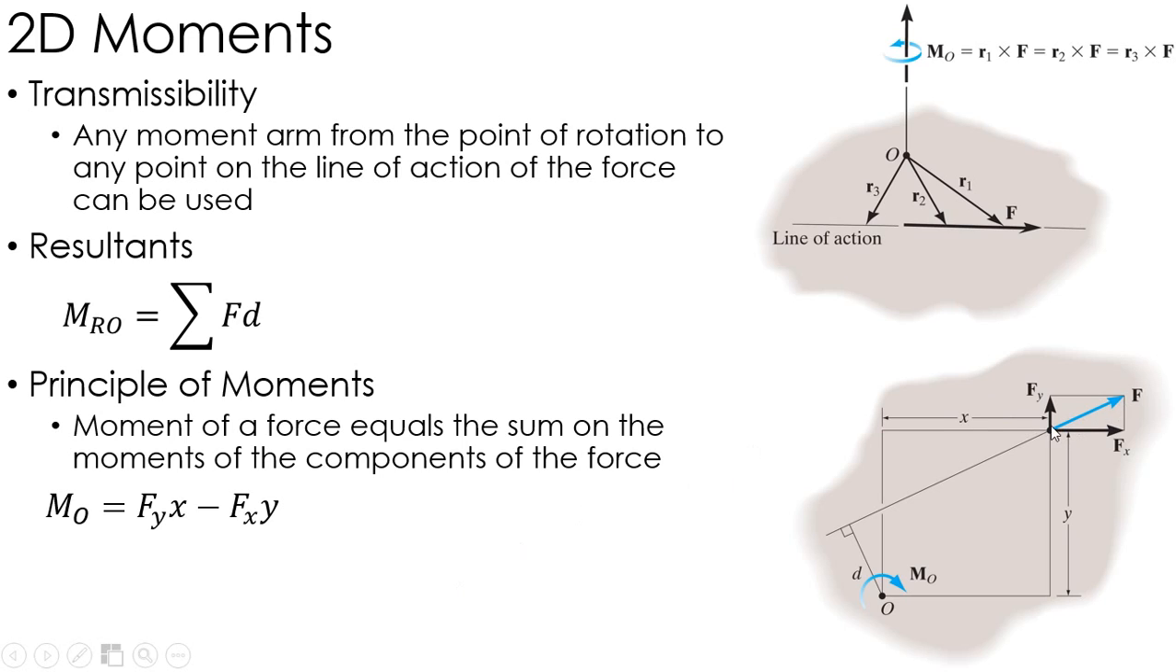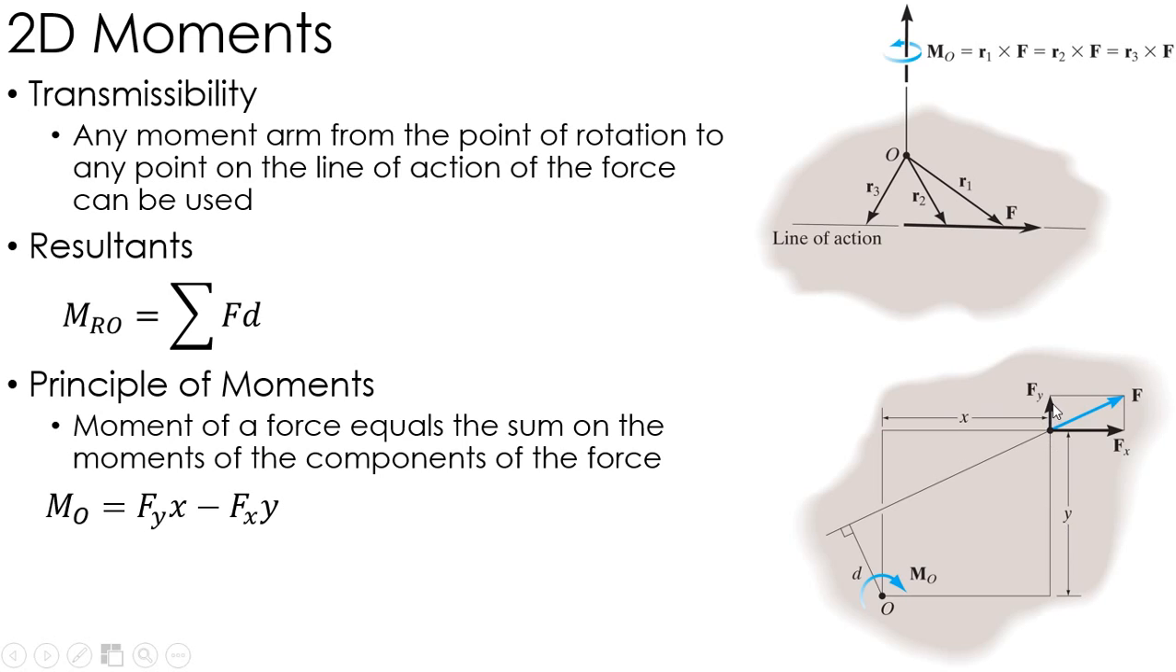So I've got this blue vector right here, the force F, and I want to find the moment about point O. Rather than finding this perpendicular distance d, oftentimes it's easier to break that force up into horizontal and vertical components, the x and y components, and then, using transmissibility, draw 2 separate moment arms to each of those components. For the horizontal component, the line of action is all the way along this horizontal line. I can draw this vertical distance to a point along the line of action. That's my perpendicular distance that I call y.